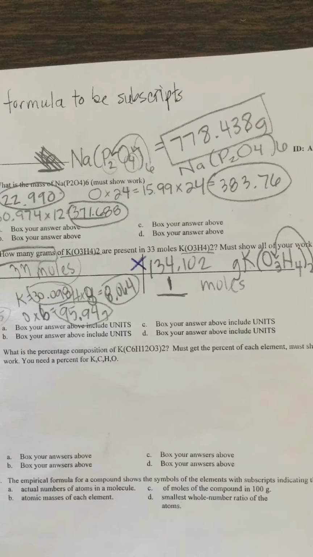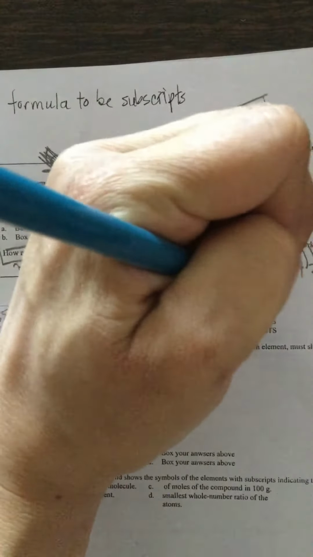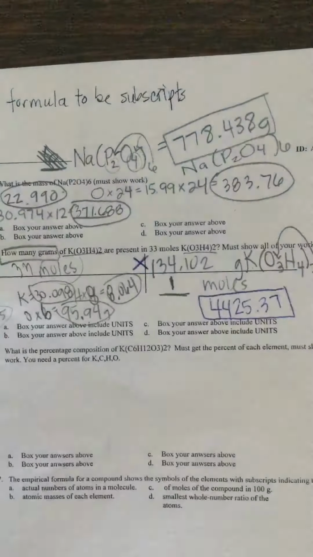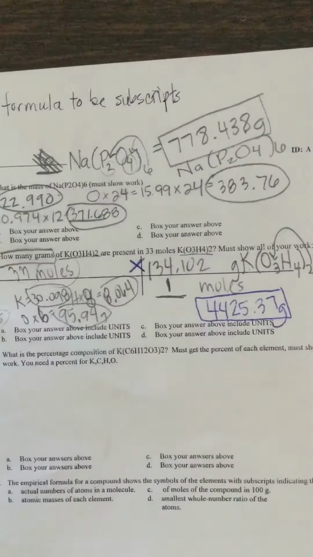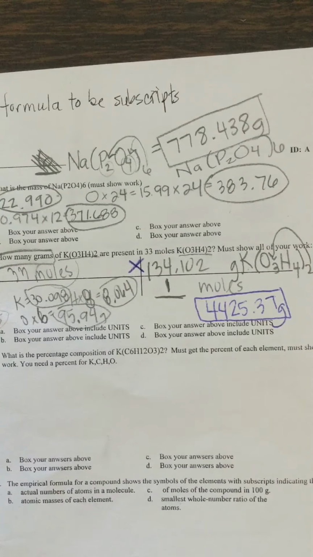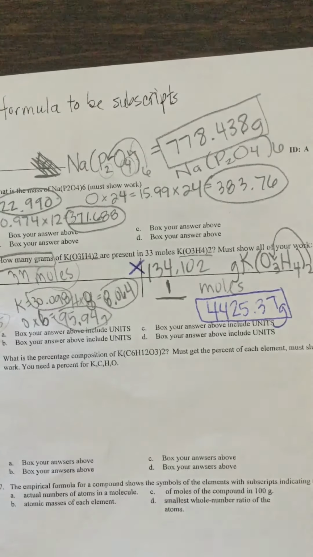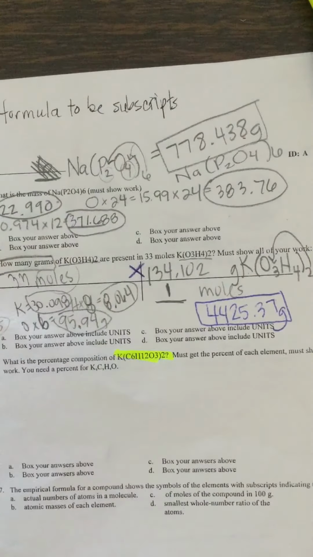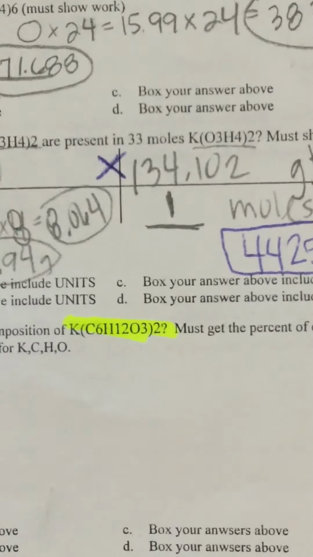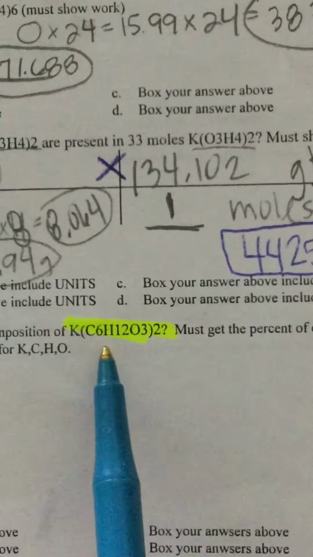And your final answer for this question should have been 4,425.37 grams. Number 6, what is the percent composition of that giant molecule? Okay, so we have to get the percent composition of every single element that's in that. So for K, for C, for H, for O.